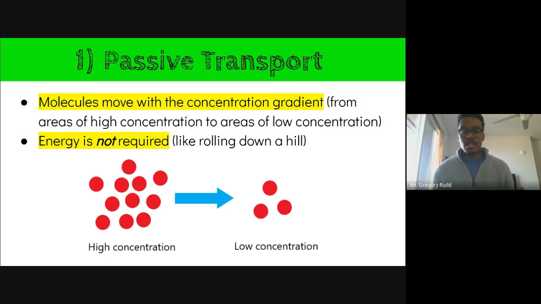It would be like rolling down the hill. If you're at the high region of the hill and you're trying to get to the low region of the hill, you could literally just lay down and allow gravity to just pull you down. It doesn't require any real energy. You're moving from a high concentration region to a low concentration region. So energy is not required to do that.